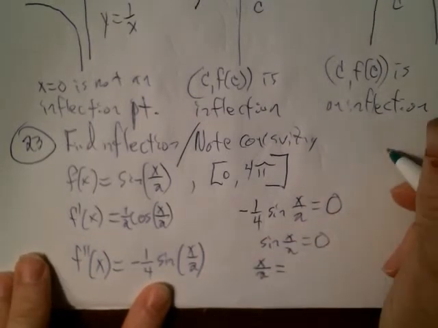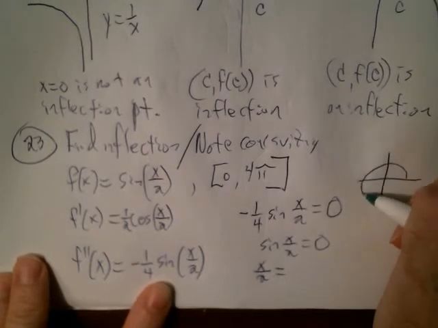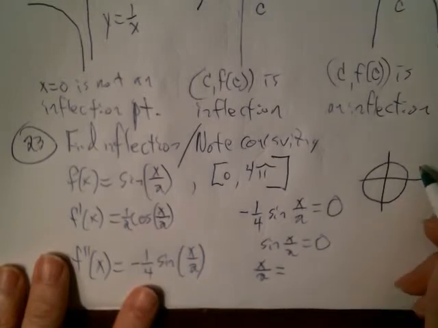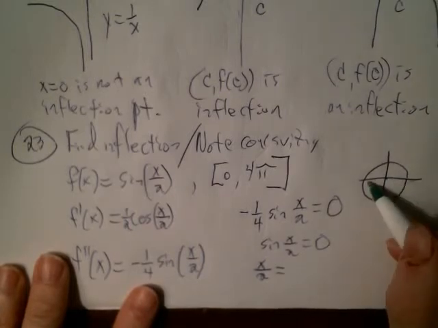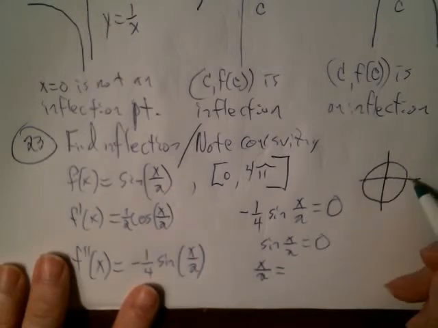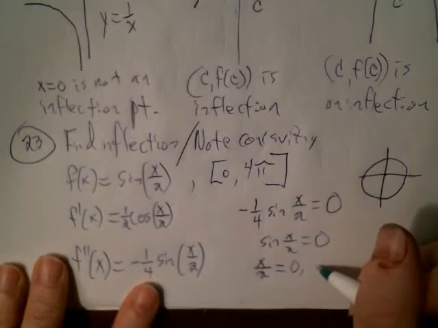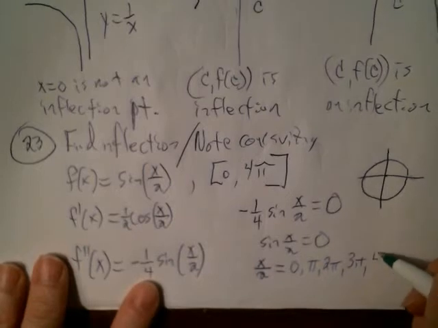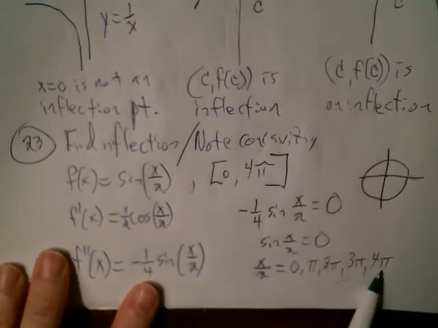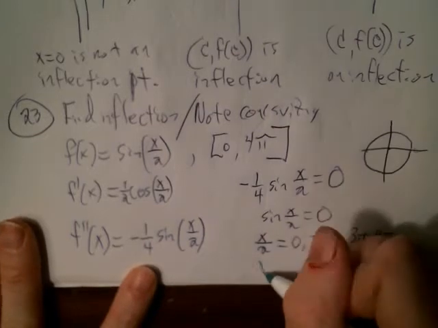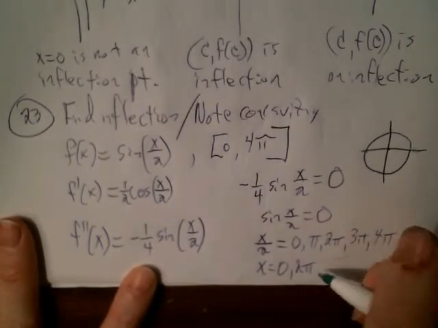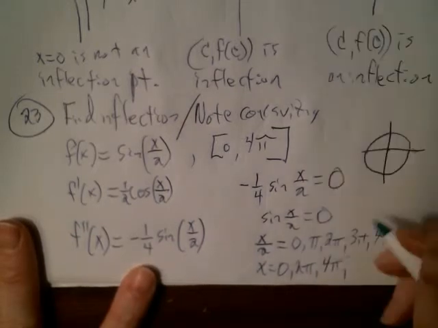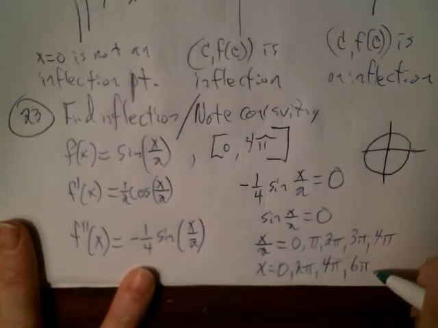So on the interval from 0 to 4 pi, the angle that will result in sine being 0 will be what? 0, pi, 2 pi, 3 pi, 4 pi. If I multiply these by 2, then I get x equaling 0, 2 pi, 4 pi, 6 pi, and then 8 pi.